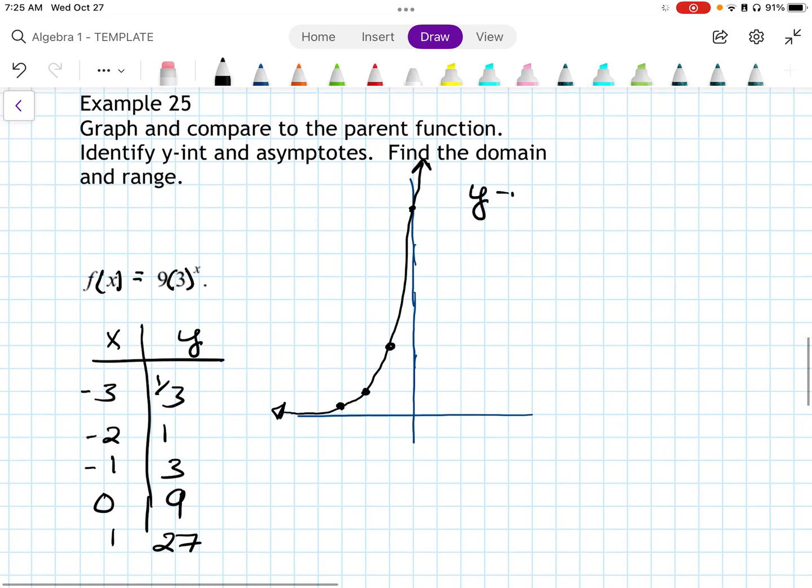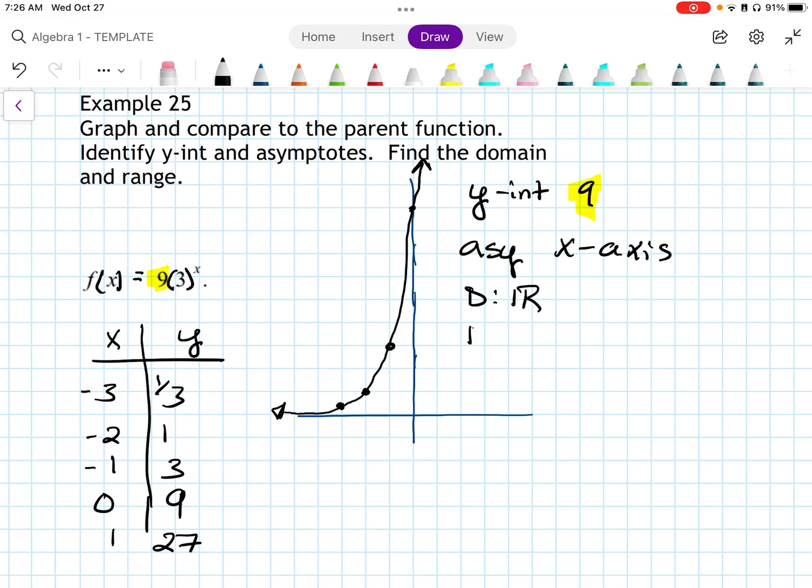All right, the y-intercept, that would be 9, right? We get that from the a. What else do we need? The asymptote. The asymptote is going to be the x-axis. Domain. We still have no domain restrictions, so it's still going to be all reals. And then the range, we have to look at that more. Down here on the left, it's going to keep getting closer and closer to 0. So we're going to have 0 is less than y. And then this arrow is going to go up to infinity. So we'll say less than positive infinity.